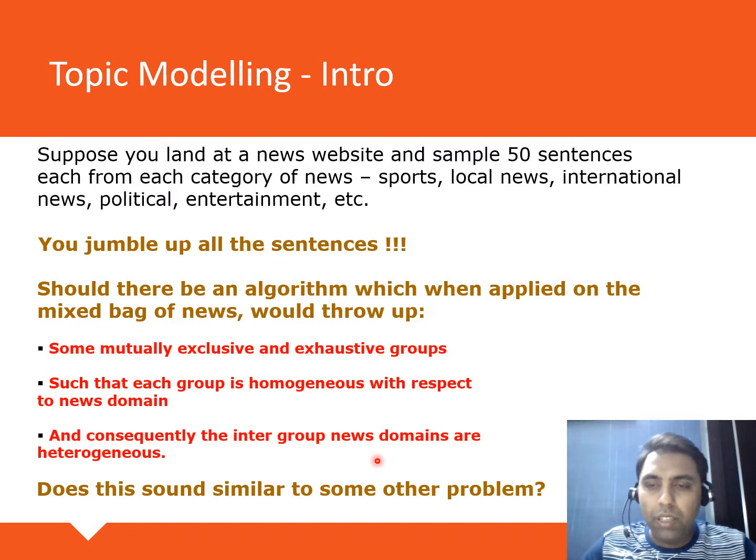So essentially the algorithm will try to clear up the mess that you have created by jumbling up the sentences from different news categories. If it gives you, let's say, 5 groups, then optimally you would want group 1 to have most of the sentences which are derived from sports news. Group 2 should have most of the sentences that are derived from news related to politics, and so on and so forth.